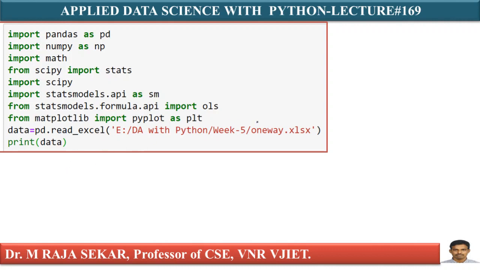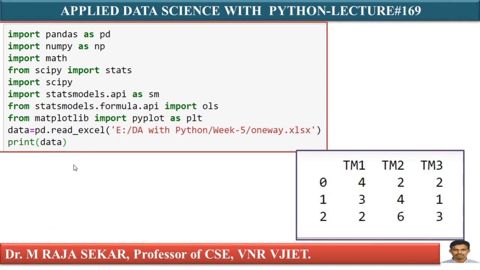Let me assume my file name is oneway.xlsx. I stored it in E drive, in a data analytics with Python folder, in the week 5 folder. This is the path, and I am storing that. First we will load the data. I am going to save the data in an object called data. This data is an object in which I am storing this particular file. Print data means let me display the data stored in that particular file.